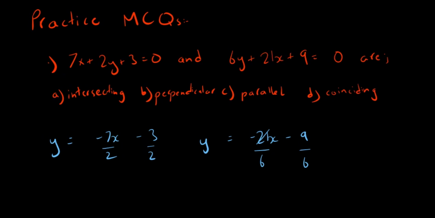हम 3 से डिवाइड करेंगे, will get 7/2 and 3/2. Now this means कि हमारे पास m is -7/2 और y intercept is c which is -3/2. Both of these equations have the same m and the same c, therefore these lines are coinciding.